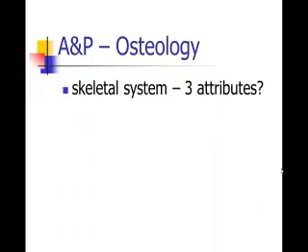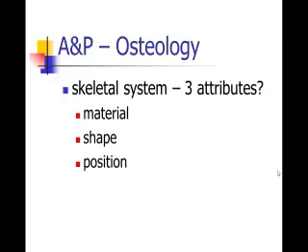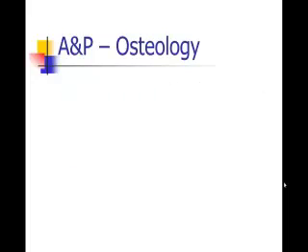So the skeletal system has 3 attributes, and these attributes make the bones better at those functions than any other organ. So let's see if we can come up with the attributes. Pansy is looking very attentively. One would be the material. Another, the shape. And the last would be position. Okay, so we will address each of these in turn as well. We'll start with the material.